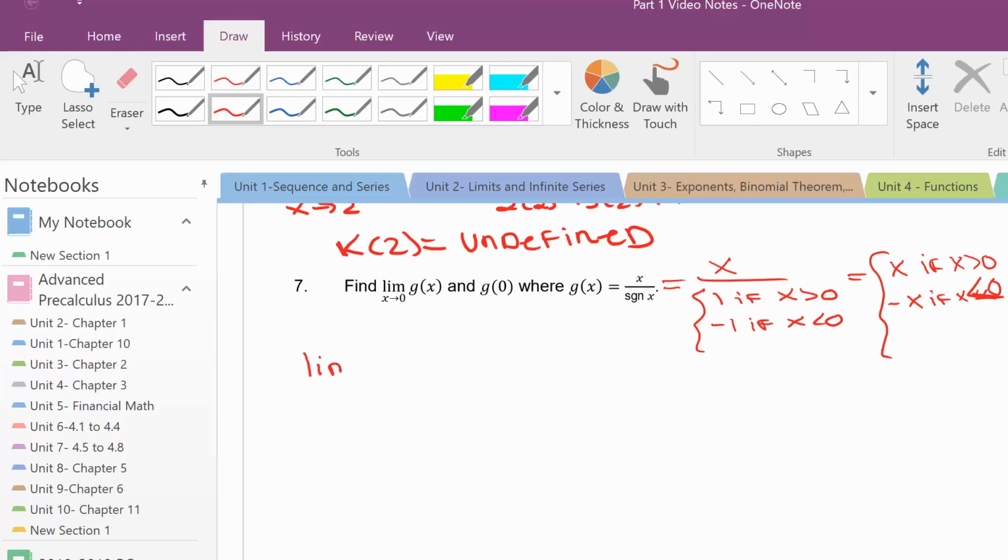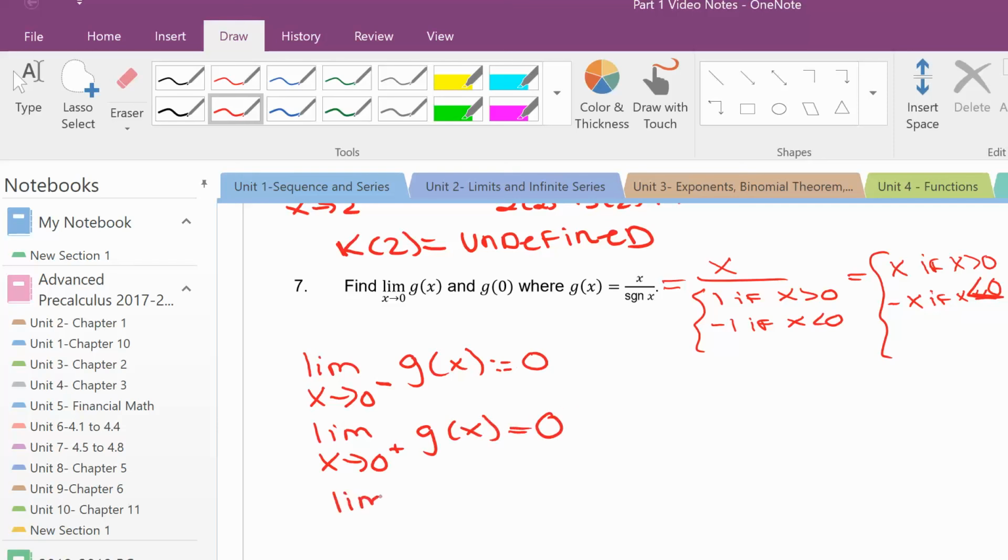So the limit as x approaches 0 from the left of g of x, when it's 0, is 0. From the right of g of x, it's also 0. And so the limit as x approaches 0 of the function is 0. G of 0, however, is not defined by the function.